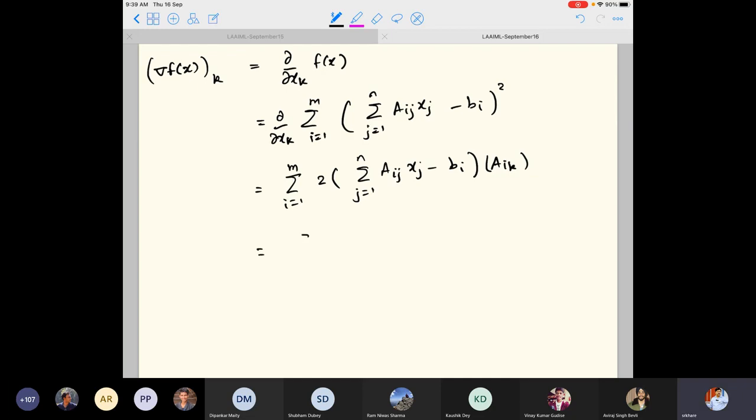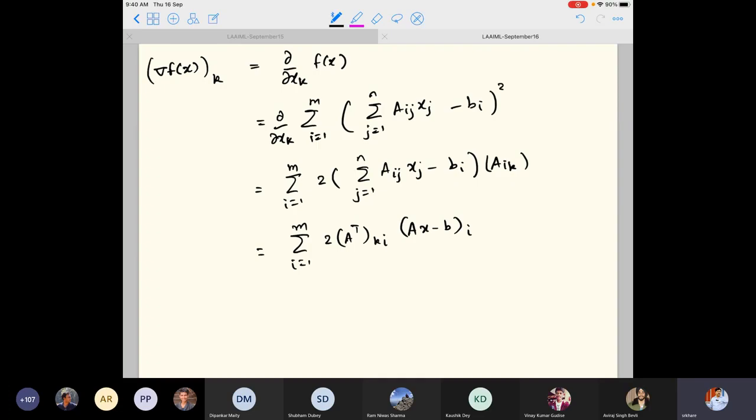So this I will write down: summation i from 1 to m of 2, as it is. This aik is the ith row, kth column element of A. I can write this as A transpose ki, the ki-th element of the A transpose matrix. And this summation which you see here is basically the ith element of Ax minus b. So this is ri actually.